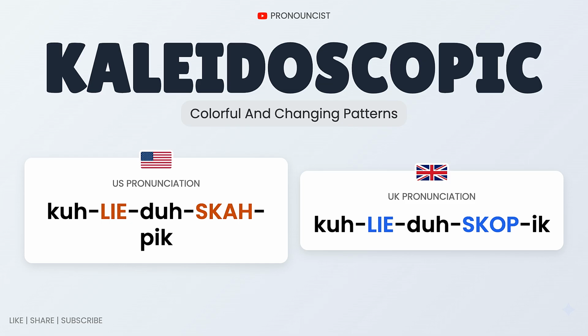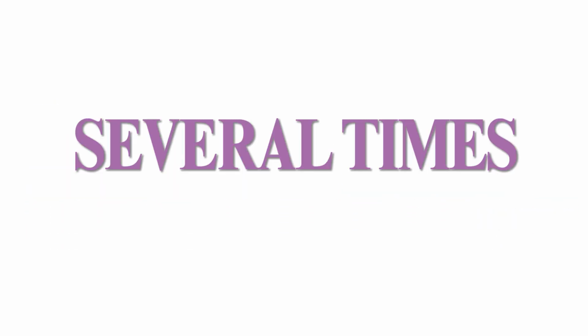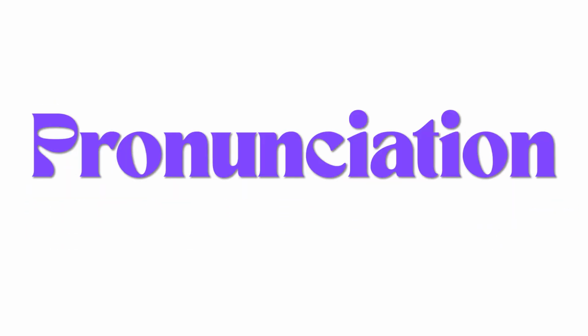Kaleidoscopic. Practice repeatedly and you'll soon be able to say this word perfectly. The best way to practice is to repeat the syllable multiple times. The meaning of the word is colorful and changing patterns. Try repeating this word several times to improve your pronunciation.